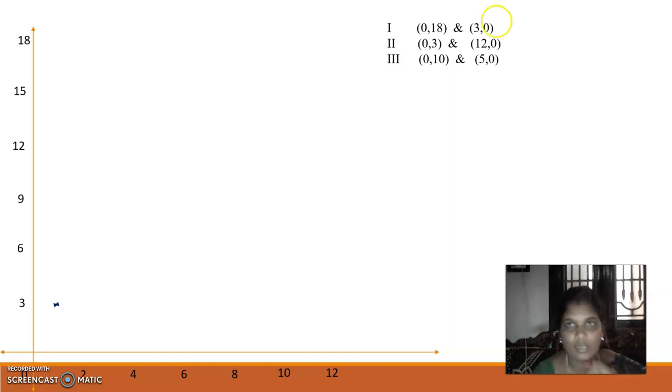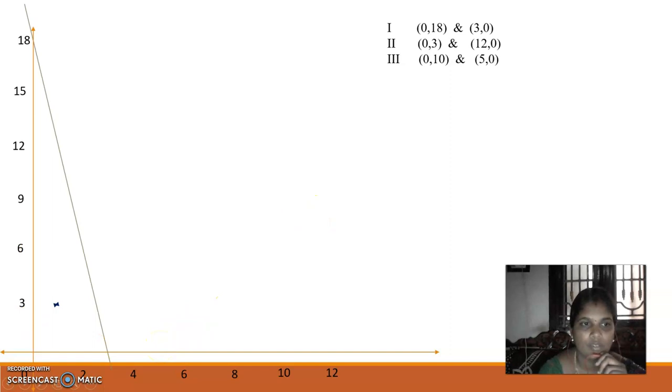Now we are going to plot these points 0, 18. Where is 0, 18? X-axis 0 and y-axis 18. So this is the point 0, 18 and 3, 0 is here. And draw a line for this.